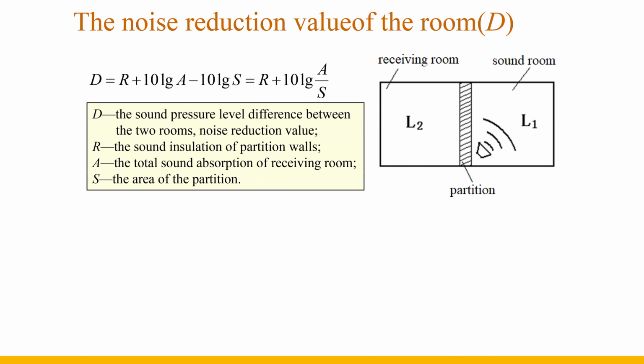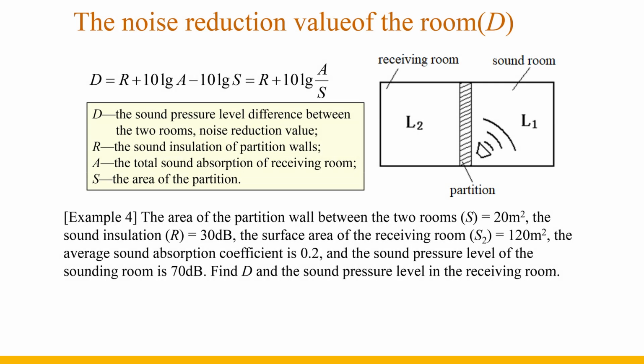Therefore, effective measures to reduce room noise are not limited to improving the sound insulation of the partition walls, but can also be achieved by increasing the sound absorption of the receiving room and reducing the area of the partition walls. This formula can be used to select the partition wall structure and to check whether the room meets the allowable noise standard when the sound insulation of the partition wall has been determined.